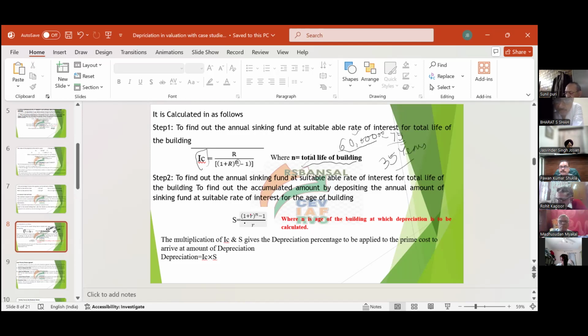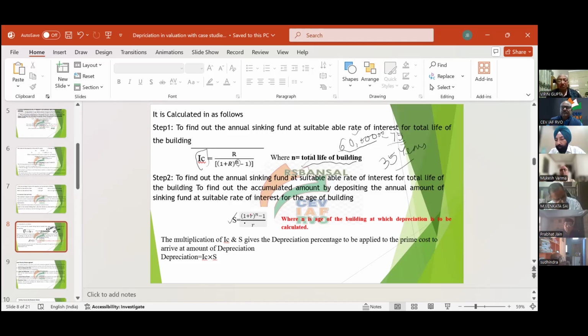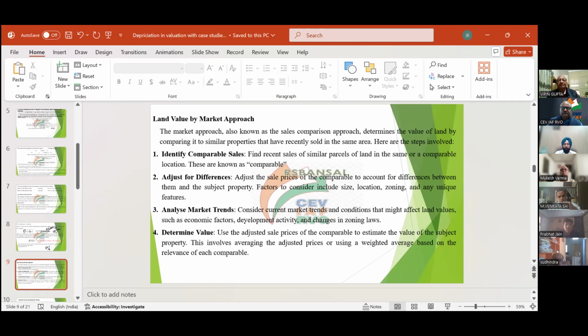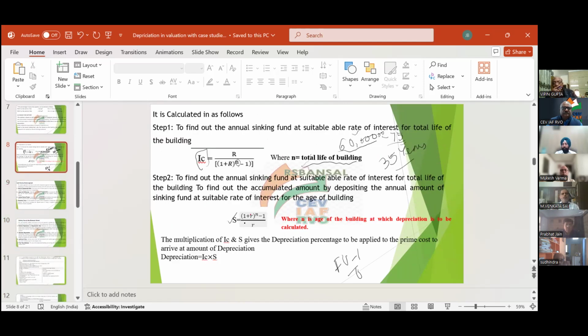Second thing, let us suppose you are calculating value in 35 years. Then this S is how much amount has been accumulated so far. For that, the formula is (1 plus R) raised to power n minus 1, upon R. It is generally (FV minus 1) upon R, where FV is future value or accumulative sum. So you can do this with an example. I think this IC and S is clear to you.